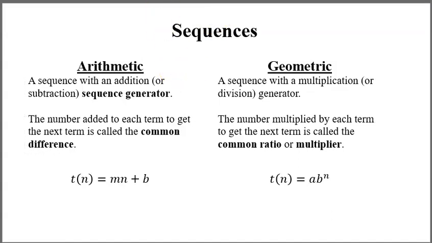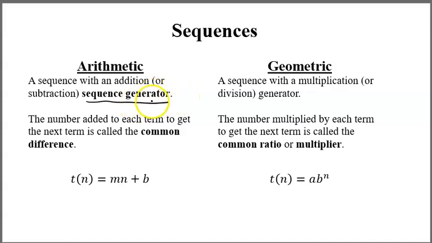Okay, so we're going to talk about sequences. There are two types of sequences. First one is going to be called arithmetic. So this is a sequence with an addition or subtraction sequence generator. That word means this is what I do to each term to get the next term.